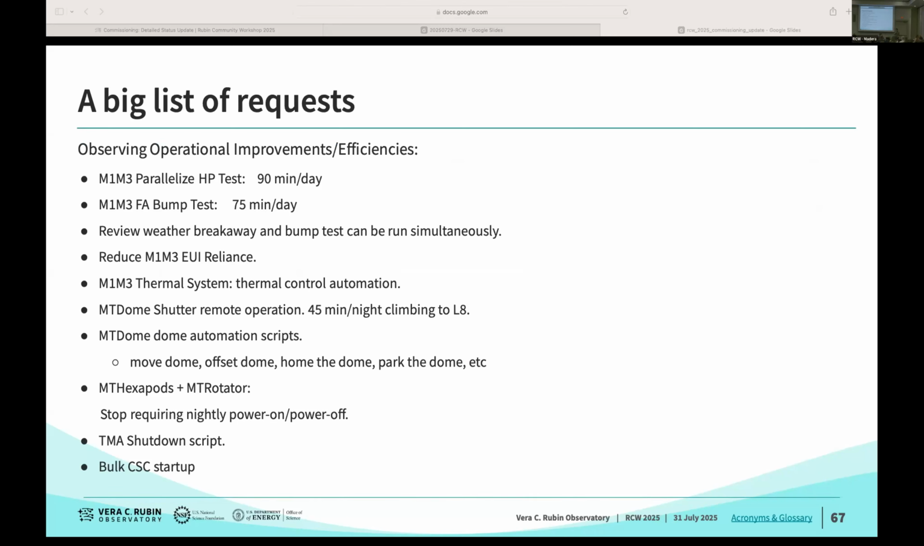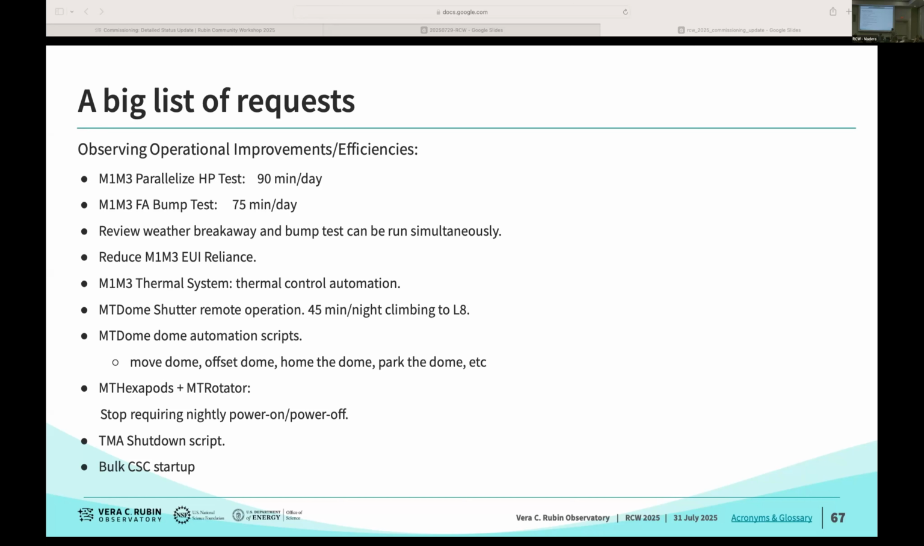And we have other blockers, for example, the dome shutter. The dome shutter at that time, during the commissioning camera campaign, was not operated remotely. We had to go up and press buttons every day. So we were losing a lot of time with this. So we collected this big list.